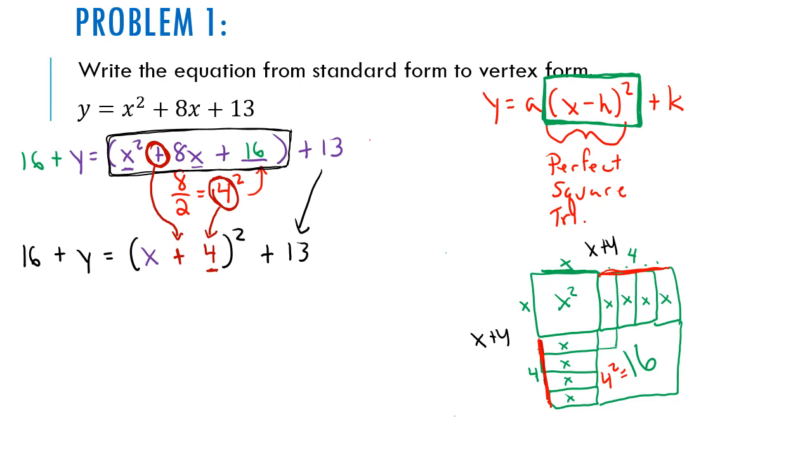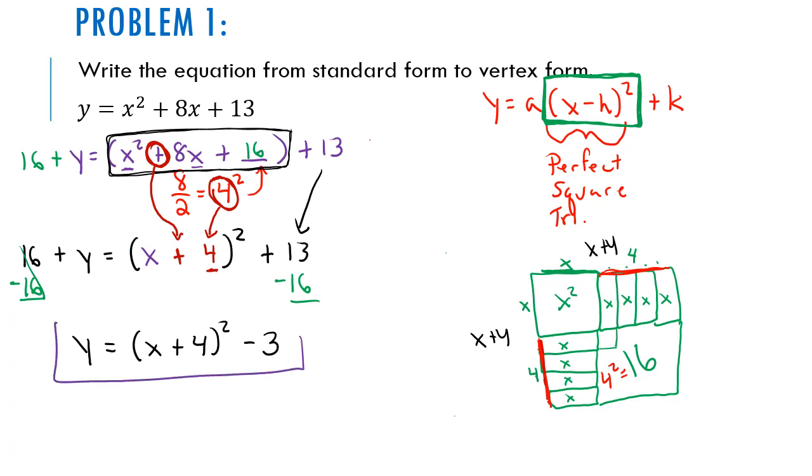Last step, we want to get y by itself. So we're going to go ahead and take this positive 16 and minus it over to where the 13 is. So we're going to have y equals parentheses x plus 4 squared minus 3. So this is vertex form, and up here is standard form. They have the exact same equation. If I were to graph the standard form one and then graph the vertex form, they would be right on top of each other. We just made them look different, but they are the same thing.